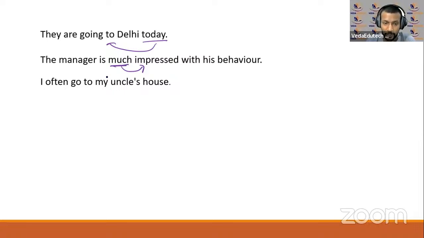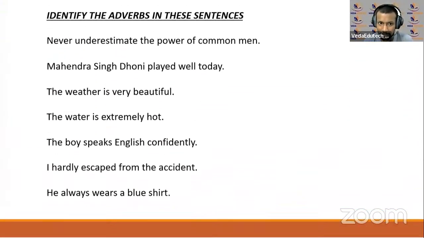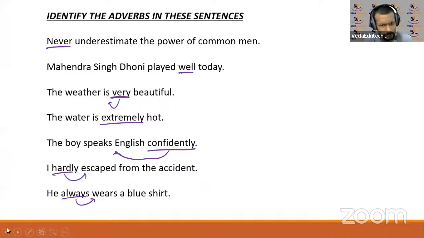I often go to my uncle's house. कब जाते हैं? बहुत कम जाते हैं. How do you go? Right? So often यहाँ पे बहुत बार जाता हूँ मैं अंकल के पास. Right, to my uncle's house. Often. So these are the different adverbs here. Right? I hope आप लोग को समझ में आया. Right? It generally comes with those verbs. Verbs के साथ ही होता है.